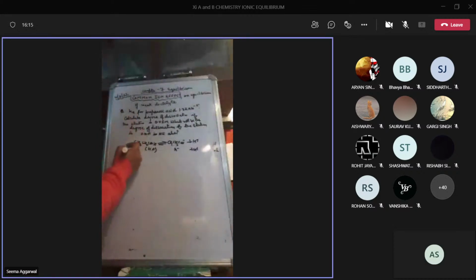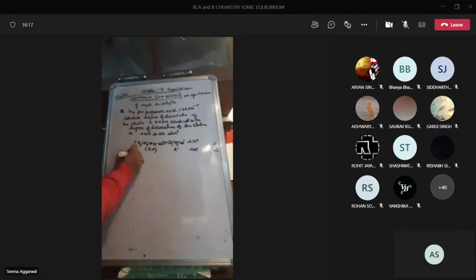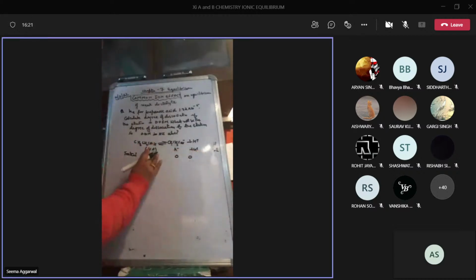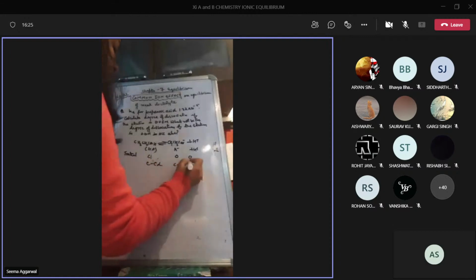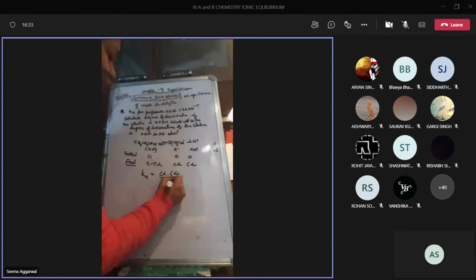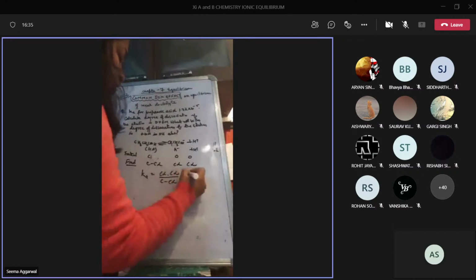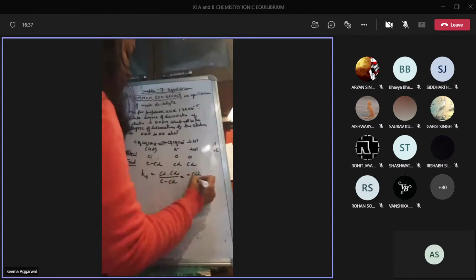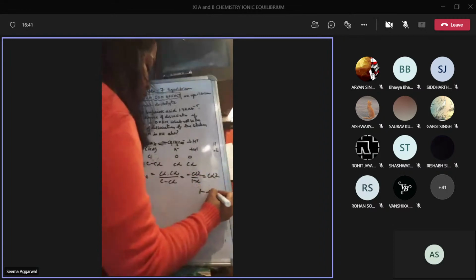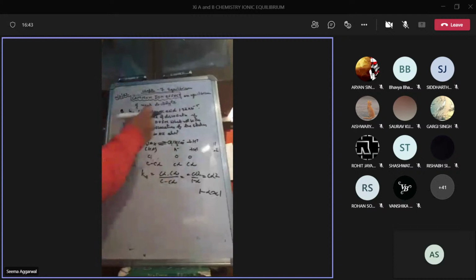Now it is given that initially the concentrations are C, 0, 0, and at equilibrium C minus C alpha, C alpha, C alpha. You should be very thorough with this. Now, what is Ka? C alpha times C alpha, divided by C minus C alpha. C and C will cancel, giving C alpha square upon 1 minus alpha, which is approximately C alpha square, because 1 minus alpha is almost the same as 1. Alpha is very, very small.